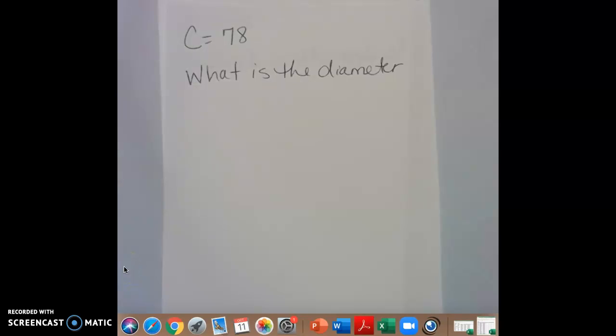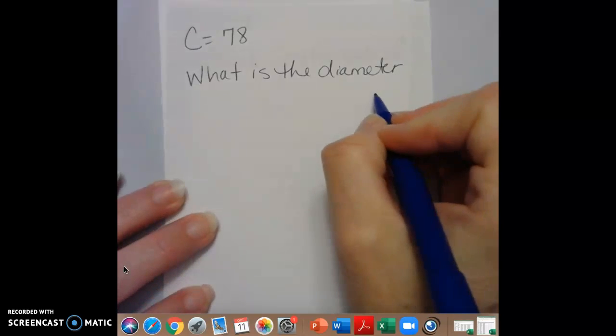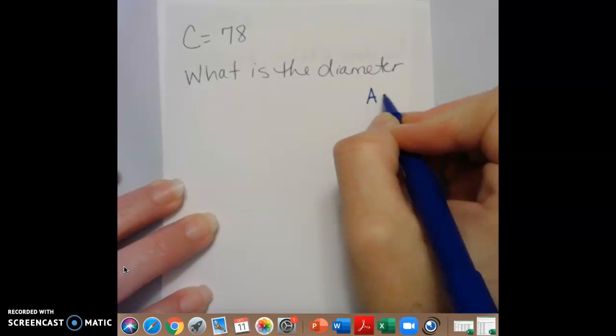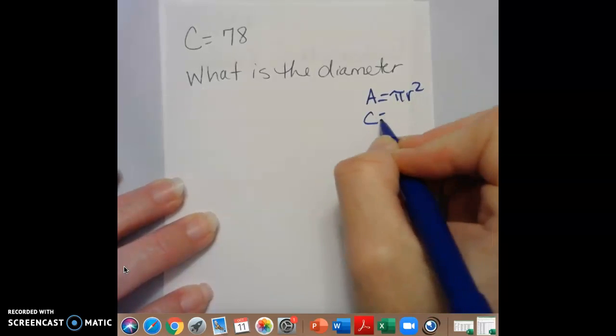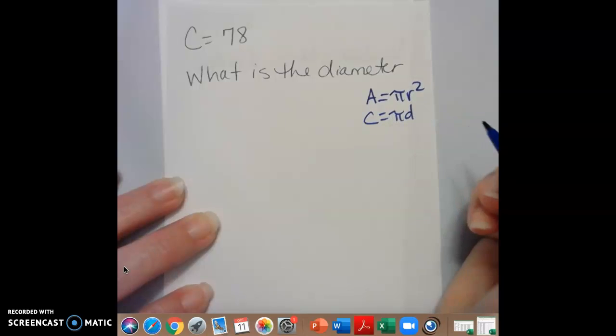All right, my mathematicians, we're going to take what you looked at yesterday, which was circumference and area of circles, and make it a little bit harder today and try to work some problems backwards. So off to the side, I'm just going to write what we learned yesterday. Area equals pi r squared, and circumference equals pi d.